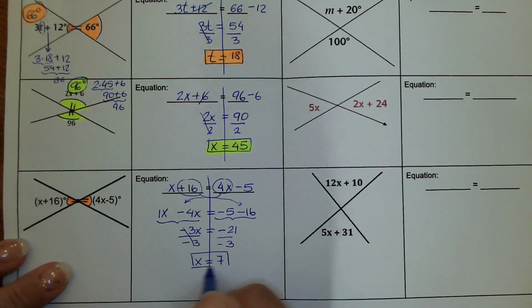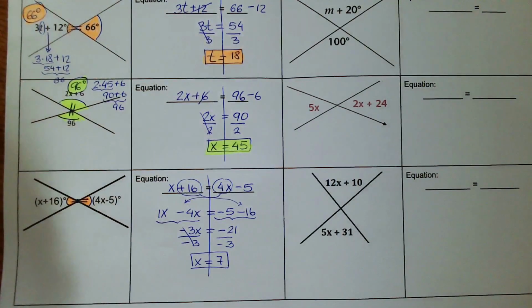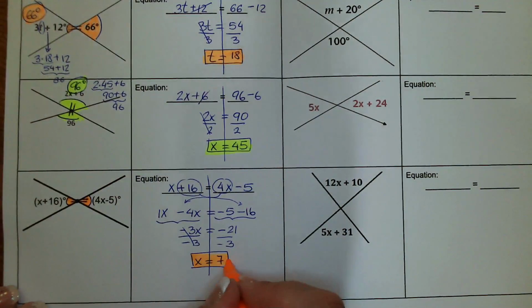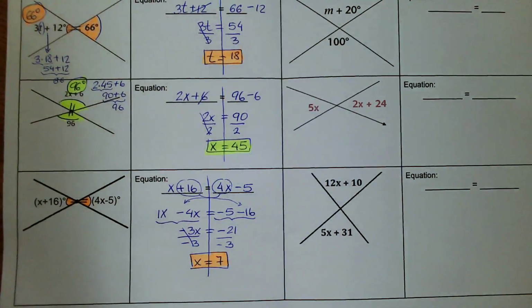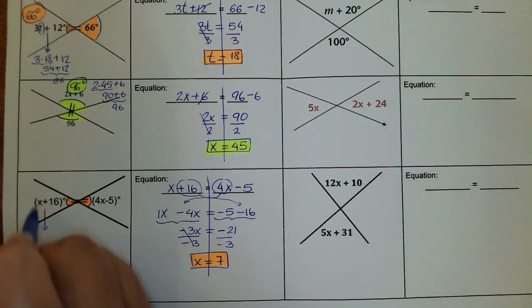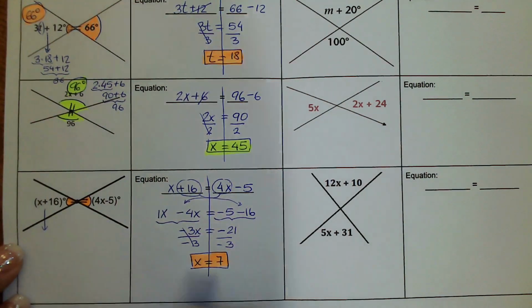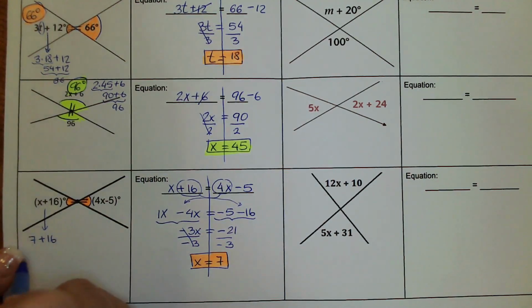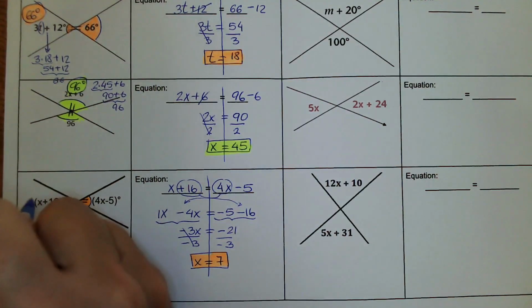Again, the value of x is 7. That's not the angle measure. That is just the variable. Now what we do is we substitute the variable in each expression. So in here I have x plus 16. Instead of x I put 7 plus 16. 7 plus 16, adding together, 23 degrees. So that would be the angle measure.